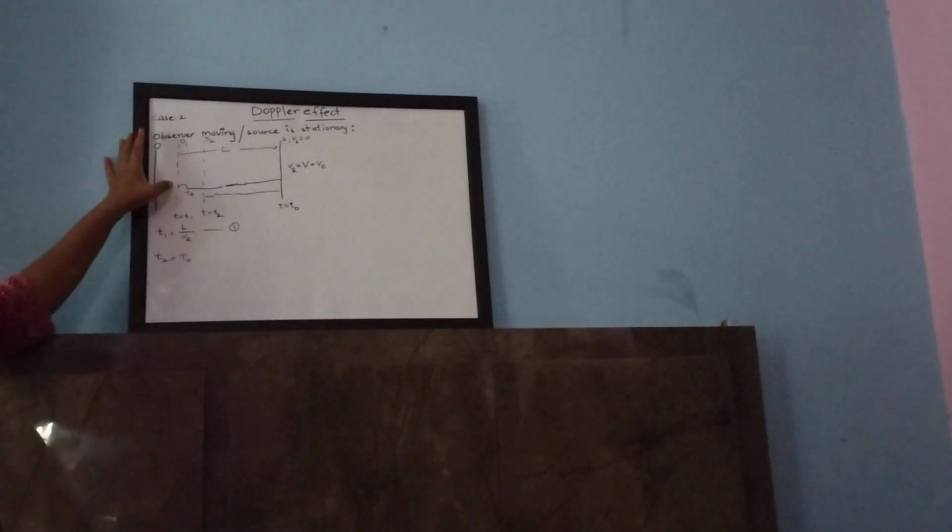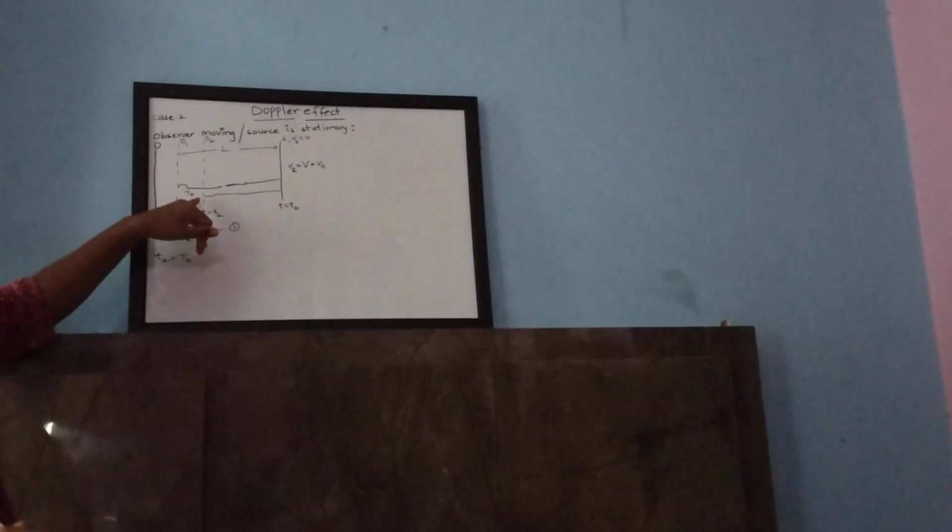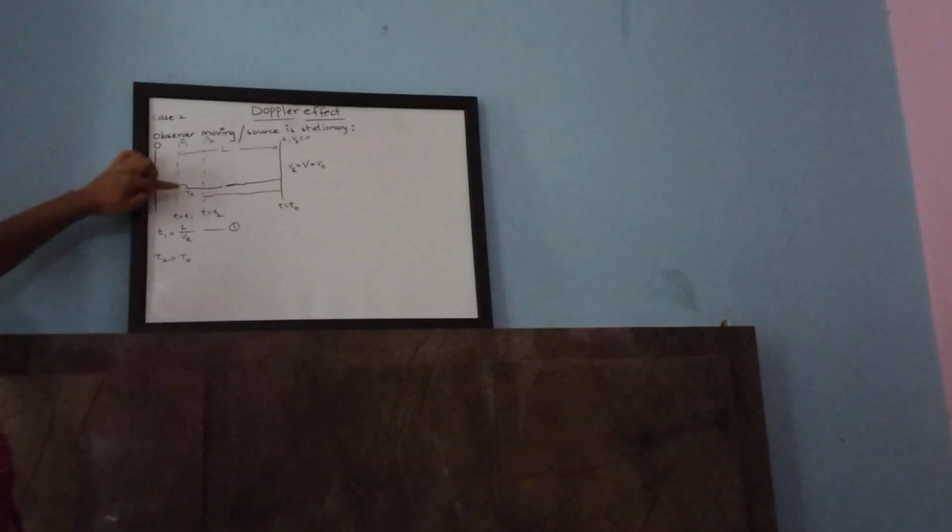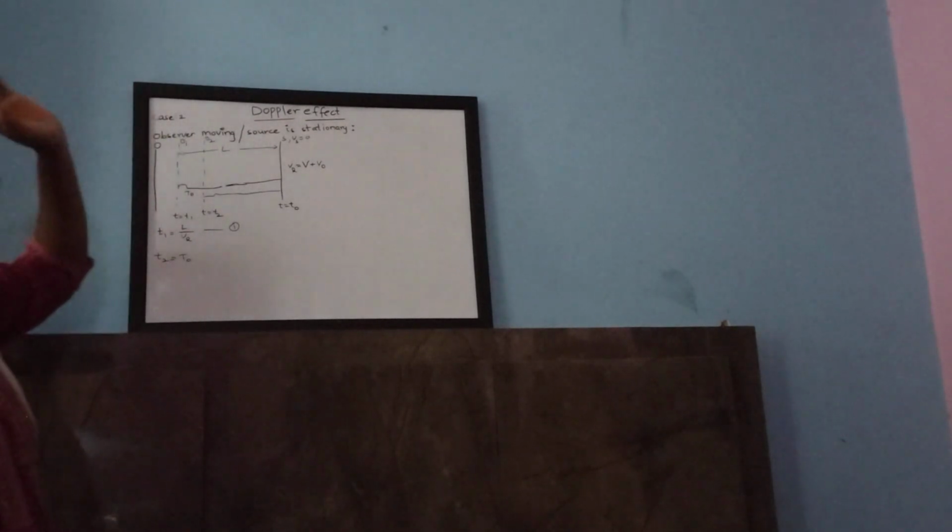That is the time period. From here to here, we know that it takes T0 time, because at the O1 position the observer receives the first crest, and at the O2 position the observer receives the second crest. So the interval between these two crests is the time period T0. And the distance from O1 to O2 we can get as T0 into Vo, where Vo is the observer velocity.